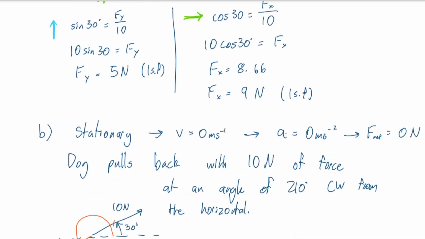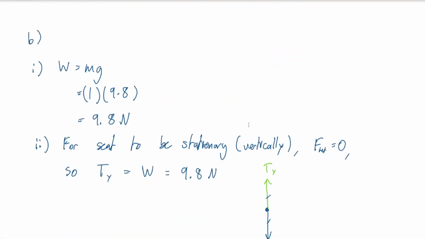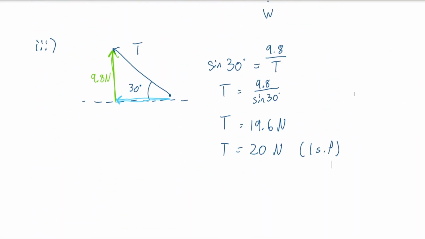And finally, how could you change the position of the string so that it can support more weight? So let's have a look at that last question we did. So looking at that equation, so tension equals the weight force divided by sine of the angle, right? And we want to adjust the angle so that we could increase the weight force.